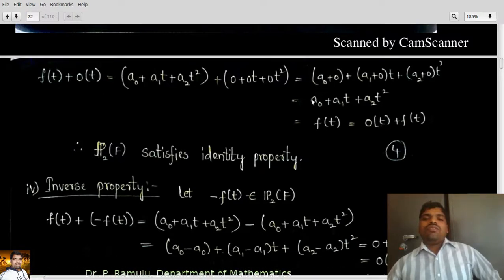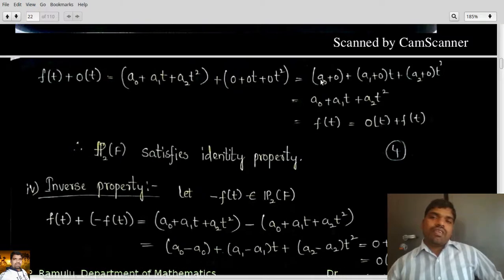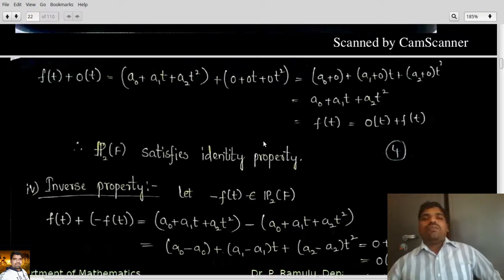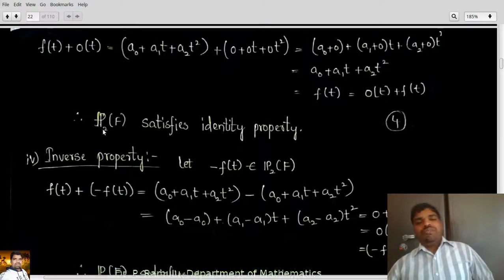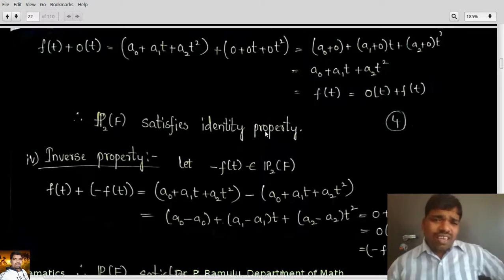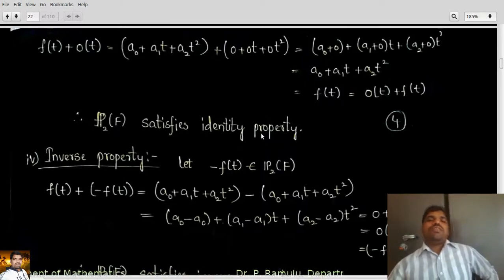a0 plus 0 equals a0, a1 plus 0 equals a1, a2 plus 0 equals a2, because a0 plus 0 are elements of the field. It satisfies the identity property. 0 is also the identity in F. Therefore, f(t) plus O(t) is equal to f(t). Therefore, P2 over F satisfies the identity property with respect to addition.